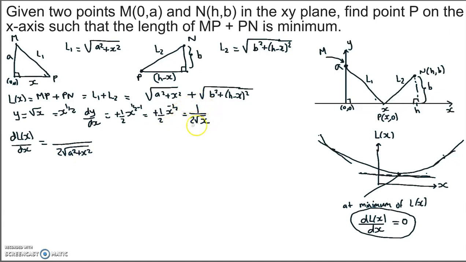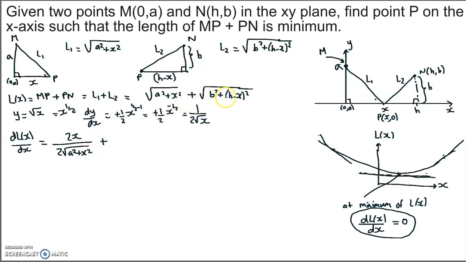That's the rule that we just said here. Plus we need to take the derivative of what's inside the square root. So the derivative of a squared is equal to 0 because it's a constant. The derivative of x squared is equal to 2x. So that's the derivative of the first term.